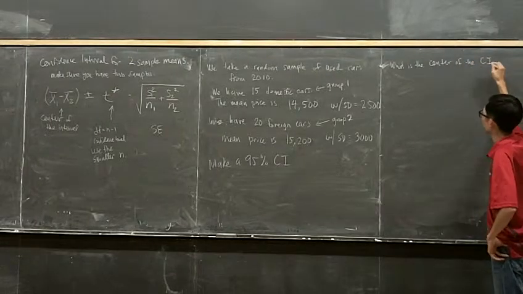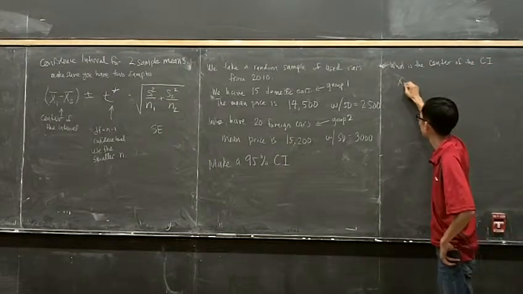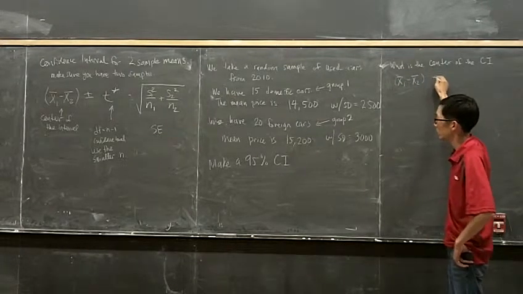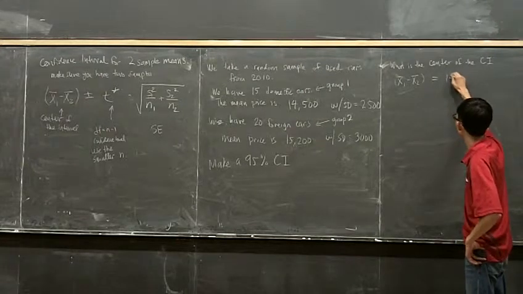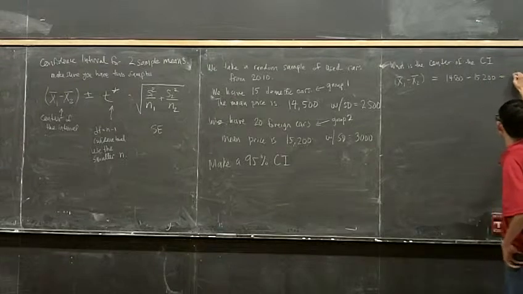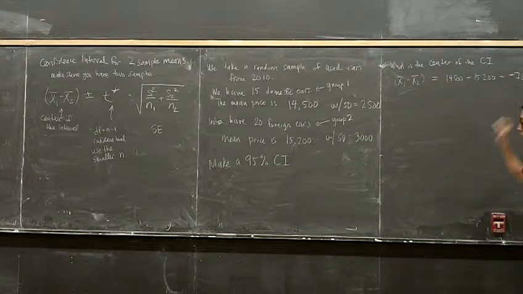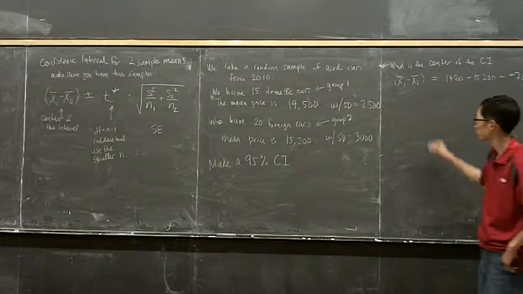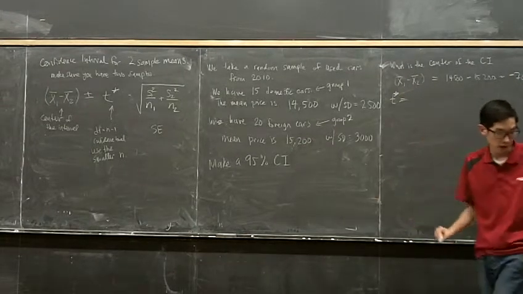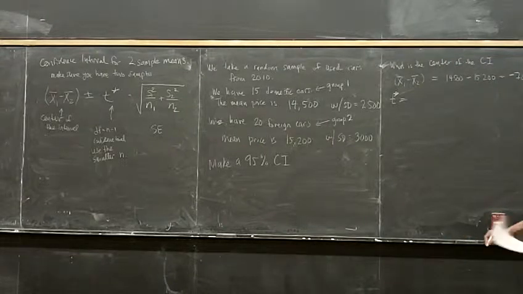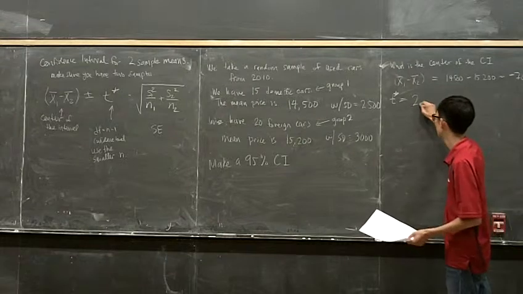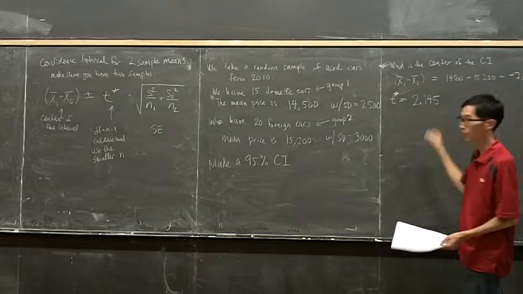X bar 1 minus X bar 2. Yeah, X bar 1 minus X bar 2. Alright, so that's going to be 14,500 minus 15,200. So I get negative 700. Okay. What's my T star? 2.145. Yeah, so I have to figure out my degrees of freedom, which is 14, 95% confidence, 2.145 indeed.